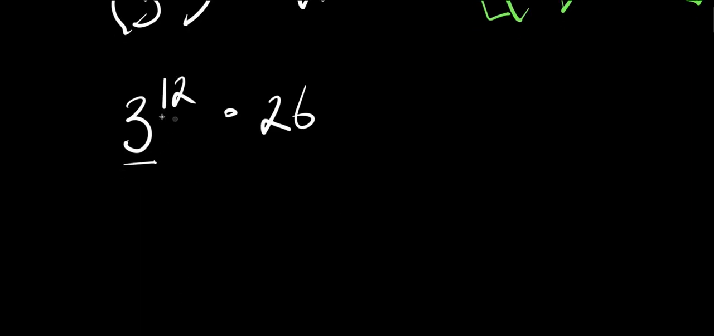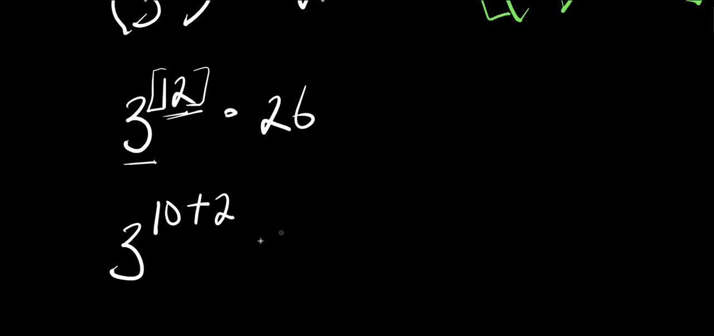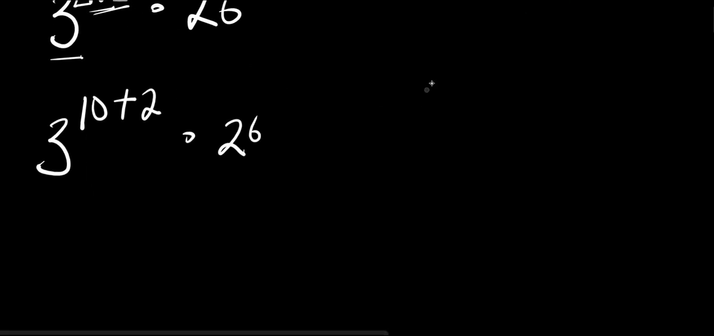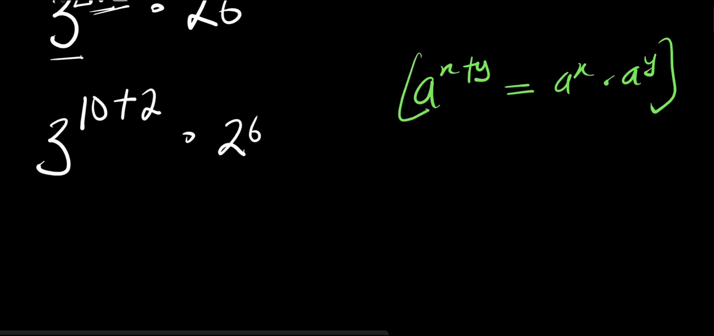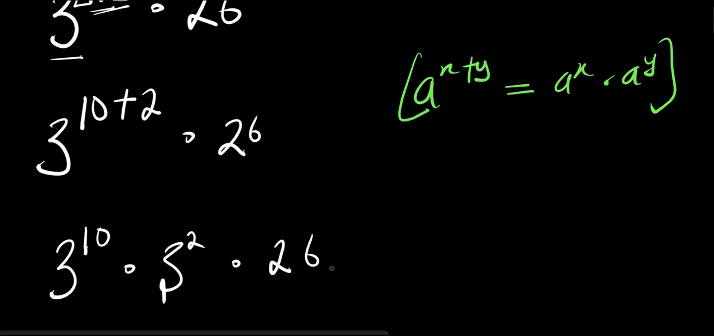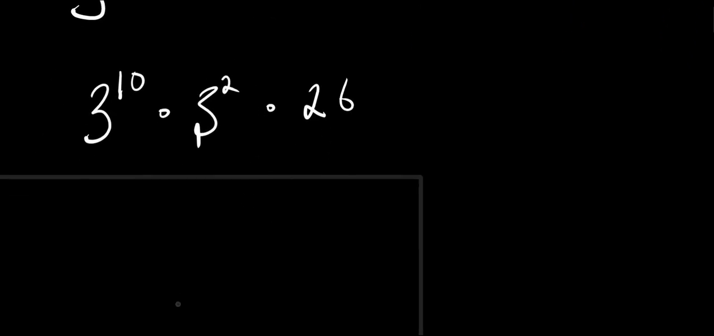What is the value of 3 power 12? You can express 12 as 10 plus 2, so we have 3 power 10 plus 2 times 26. This leads us to this other one here again, a power x plus y equals a power x times a power y. So this will be 3 power 10 times 3 power 2 times 26. So this will be 3 power 10 times 9 times 26.